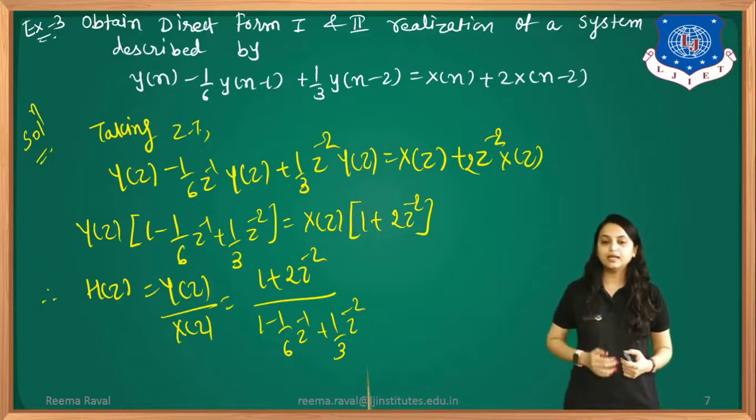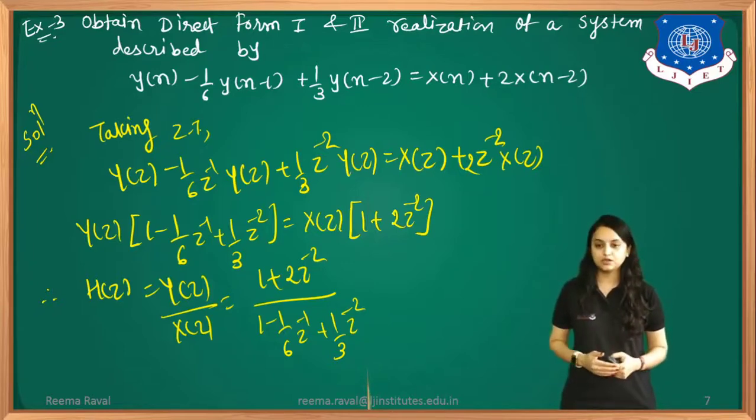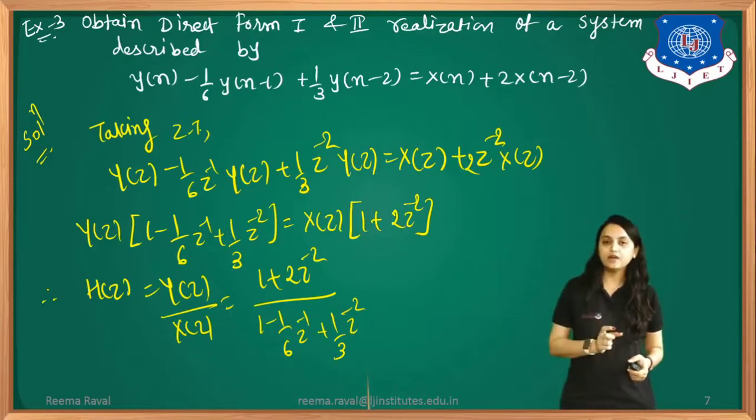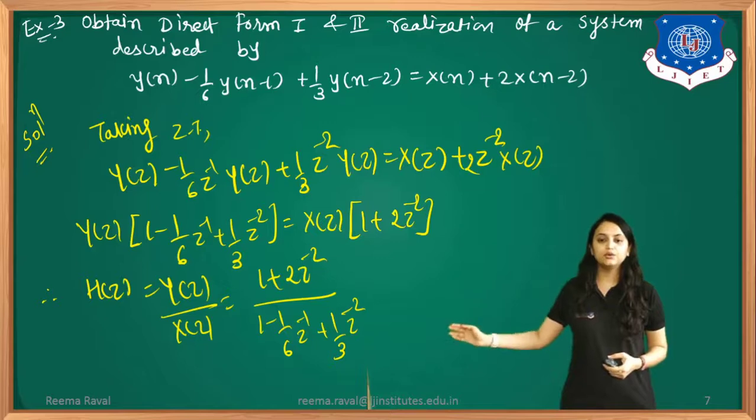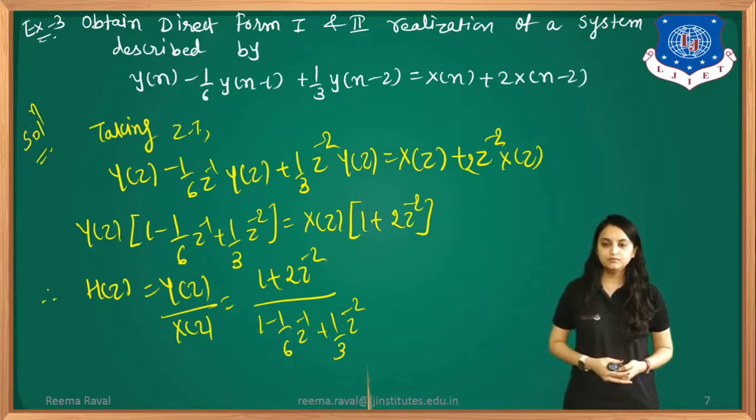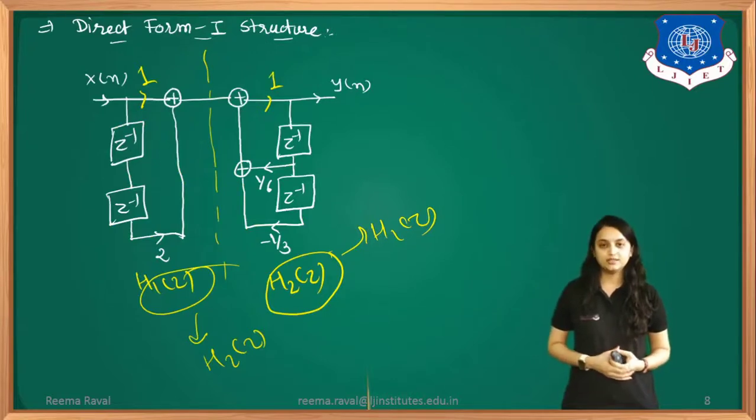We know that the transfer function is given as output by input, that is Y of z by X of z. If we simplify it by taking X of z common and Y of z common, we will have the system transfer function, which is given as 1 plus 2z to the power minus 2 divided by 1 minus 1 by 6 z inverse plus 1 by 3 z to the power minus 2. Okay. Now let us draw the direct form 1 structure for this. Here we will take H1 of z as the numerator part and H2 of z as the denominator part.